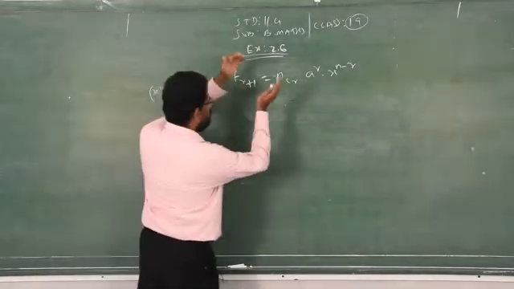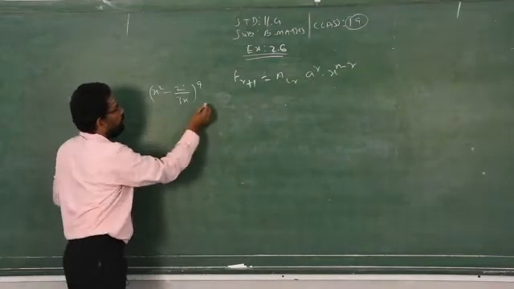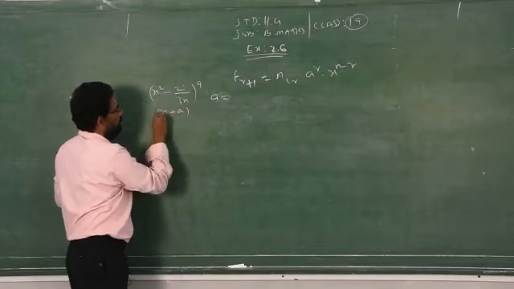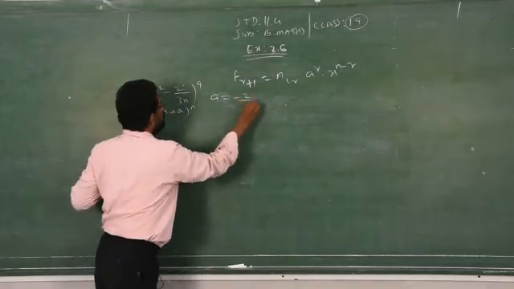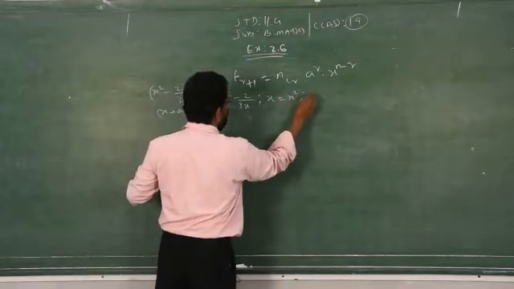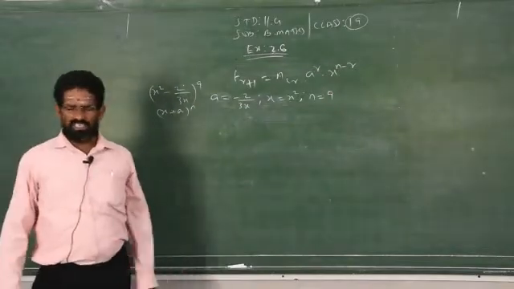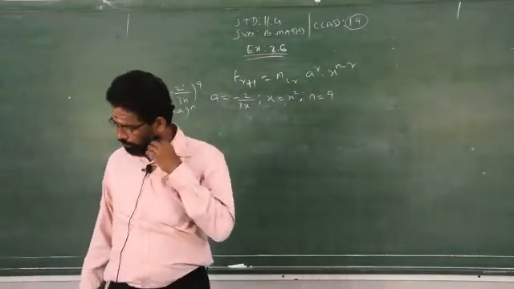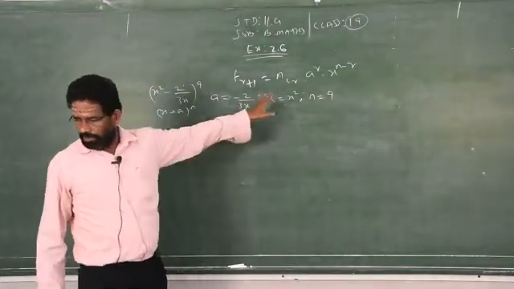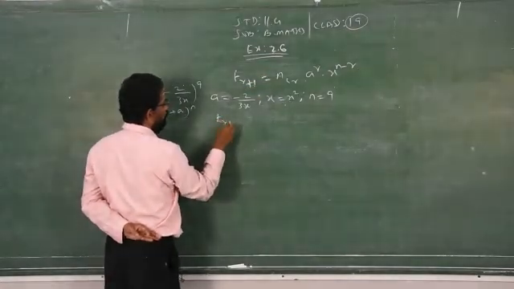To find the independent term or constant term, you have to use this formula, for which you have to find out what A is. Compare with the general formula: A is minus 2 by 3x, x is equal to x square, and n is equal to 9. Just compare the general formula with the given one, write down A, x and n, and replace them in this formula, that is T r plus 1.